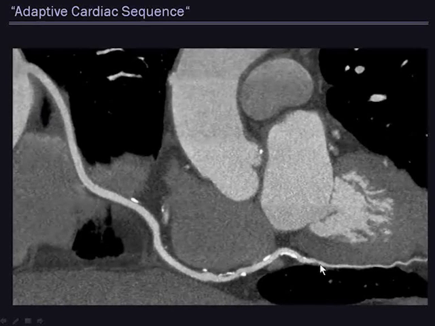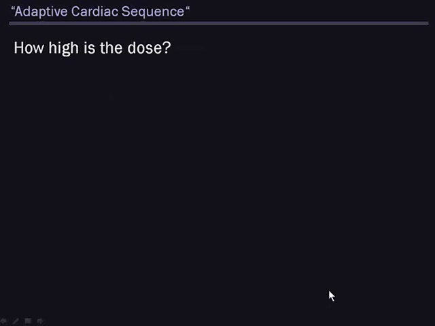Sequential scanning, step and shoot scanning, affords very high image quality when the heart rate is stable. Here you can see a bypass patient. You can nicely delineate the entire course of a bypass graft and also the distal, the peripheral run-off vessels. Very good image quality for this sort of scanning.